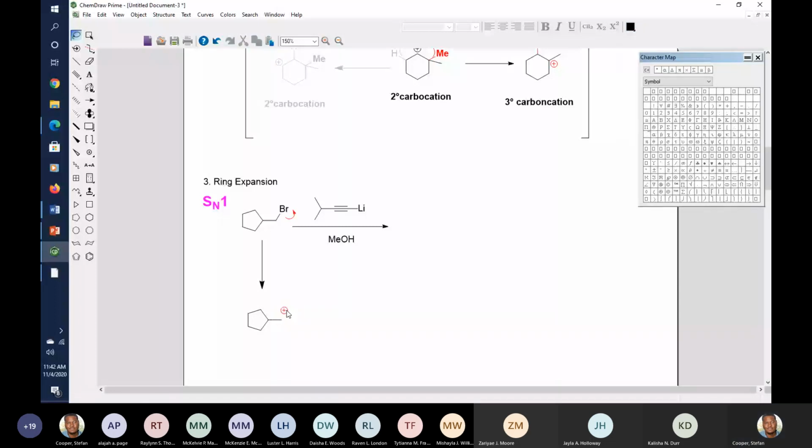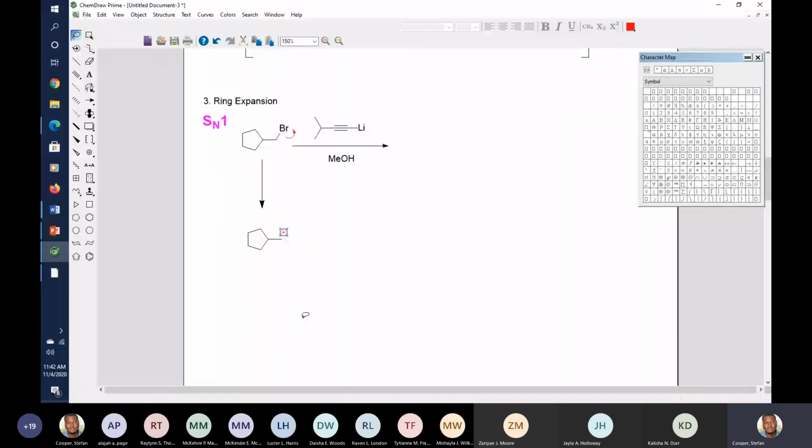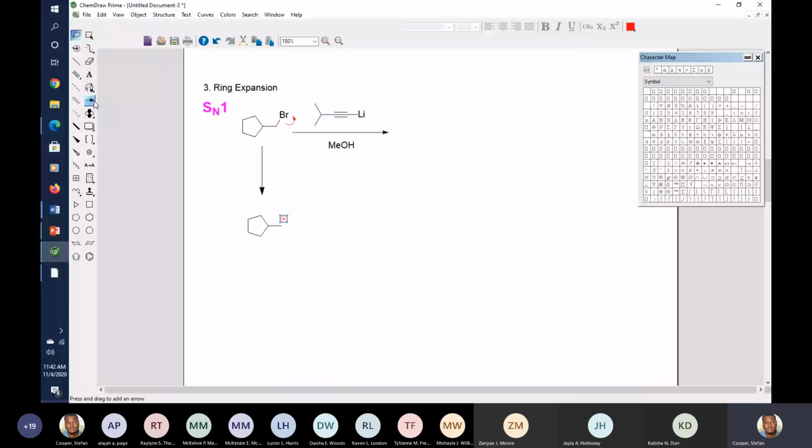So there's a couple potential things that can happen. We're going to talk about the most prevalent. A hydride shift could happen here. All right, so keep that in mind. There's a neighboring carbon that does have a hydride. You could do a hydride shift, all right? However, that's not where we want to focus on right now. We want to focus on something else called the ring expansion, all right?